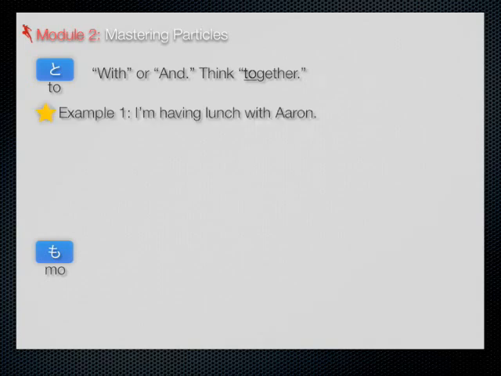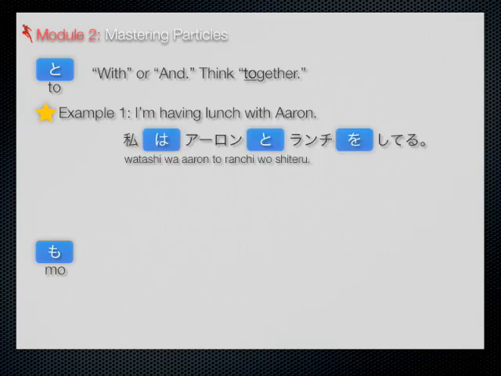So I am having lunch with Aaron. This sentence in Japanese would be watashi wa Aaron to ranchi o shiteru. So because I'm having lunch with Aaron, I put the to after Aaron.